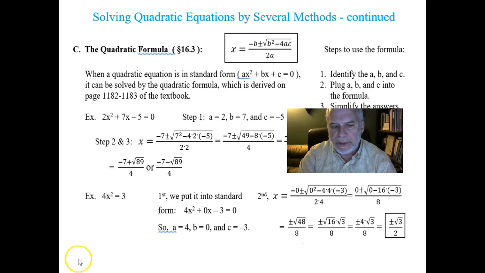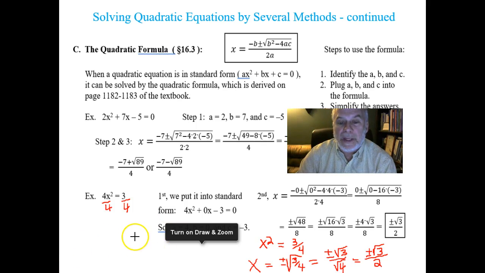Now let me show you something. The trick I wanted to show you was this particular equation actually is just about as easy to solve using the square root property. If you isolate x squared by dividing both sides by 4, you get x squared equals 3 over 4.